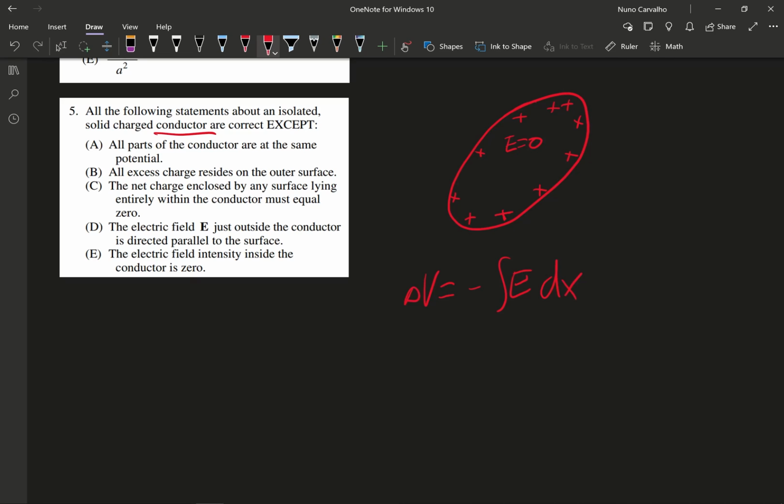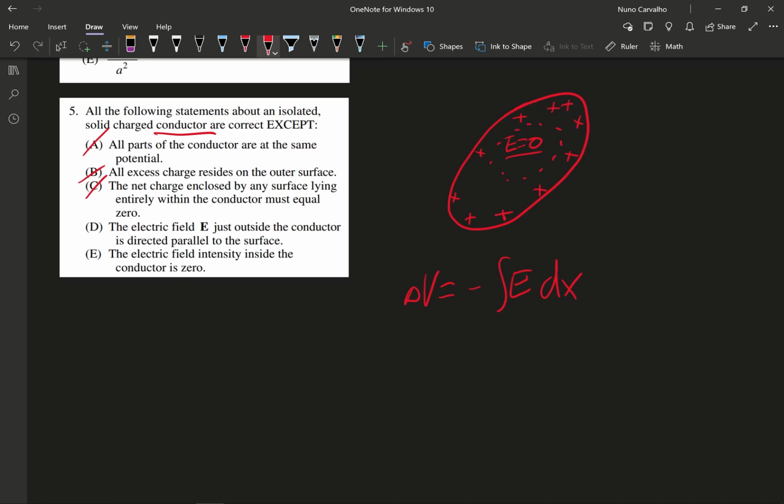So now going through this, we've actually already answered a lot of these. A, all parts of the conductor are at the same potential. That's true, so it's not the answer. B, all excess charges reside on the outer surface. That's also true, so it's not the answer. C, the net charge enclosed by any surface lying entirely within the conductor must equal 0. That's also going to be true, and the reason for that is because of Gauss's law. If you were to draw a Gaussian surface inside of here, and it had a net charge, then that means it would have an electric field, and so it would break our rule about electric fields being 0.